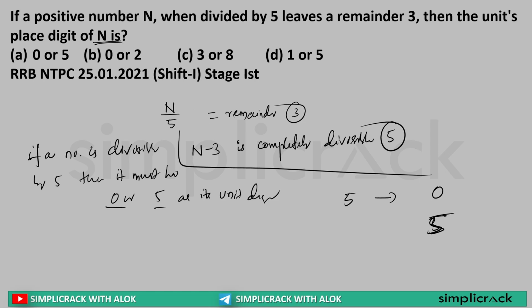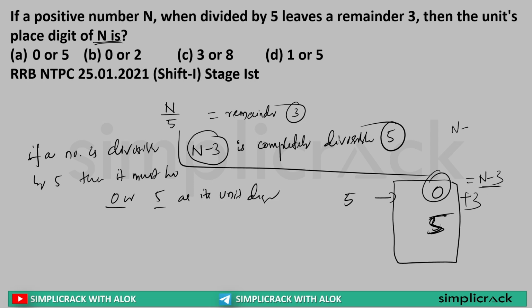Now I need to find n. I know that n minus 3 is divisible by 5. So whatever the number I will get here, this will be divisible by 5. So this is equal to n minus 3. So n will be what? Sir, n will be this number plus 3. Yes or no? I am saying the numbers which are divisible by 5 should have 0 or 5 as the unit digit, and that number should be n minus 3, right? So n minus 3 is equal to this number. So n will be this number, whatever it is, I do not know, added by 3.